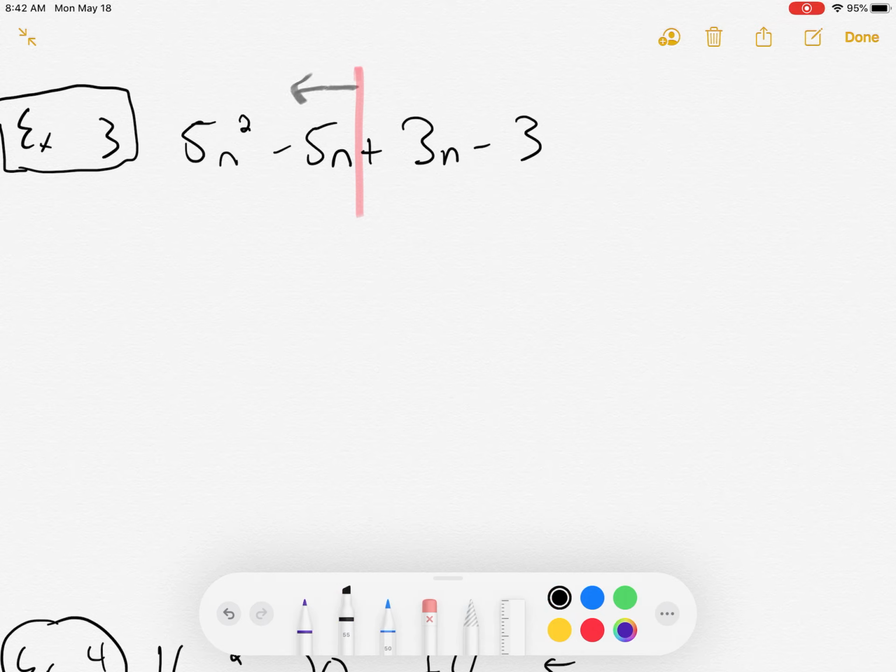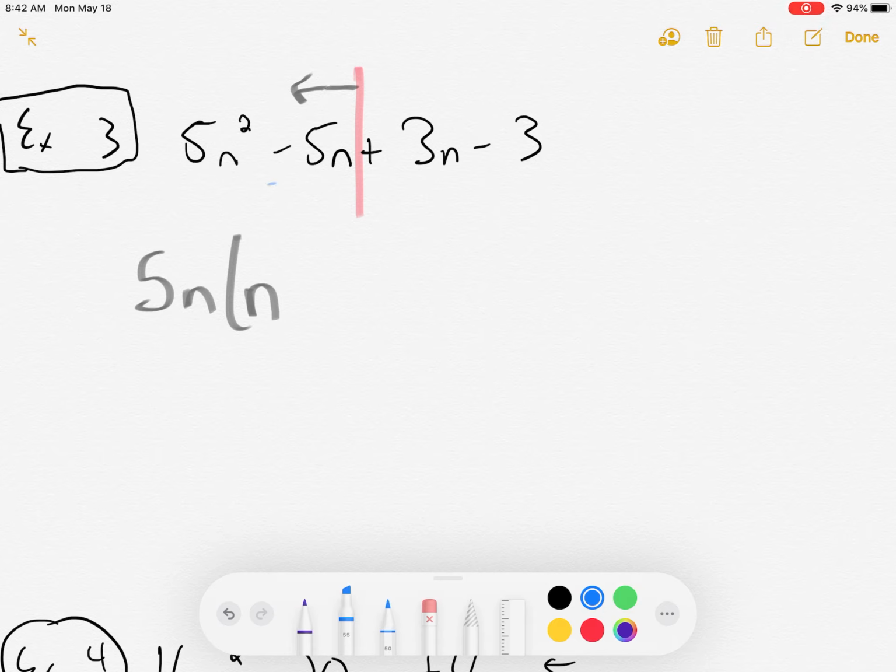Okay. Next up, I have 4 terms. Draw a line right down the middle. Factor the GCF to the left. 5n squared minus 5n. Well, these both have at least 5n. Okay, when I do this now, 5n squared, take out a 5n. Well, the 5's cancel. I had an n squared. I take out an n. I'm left with just n.